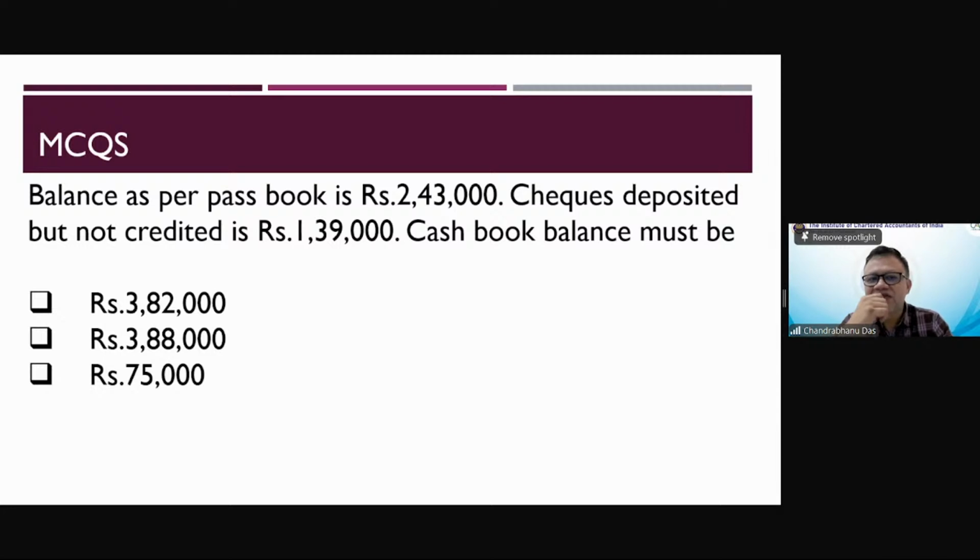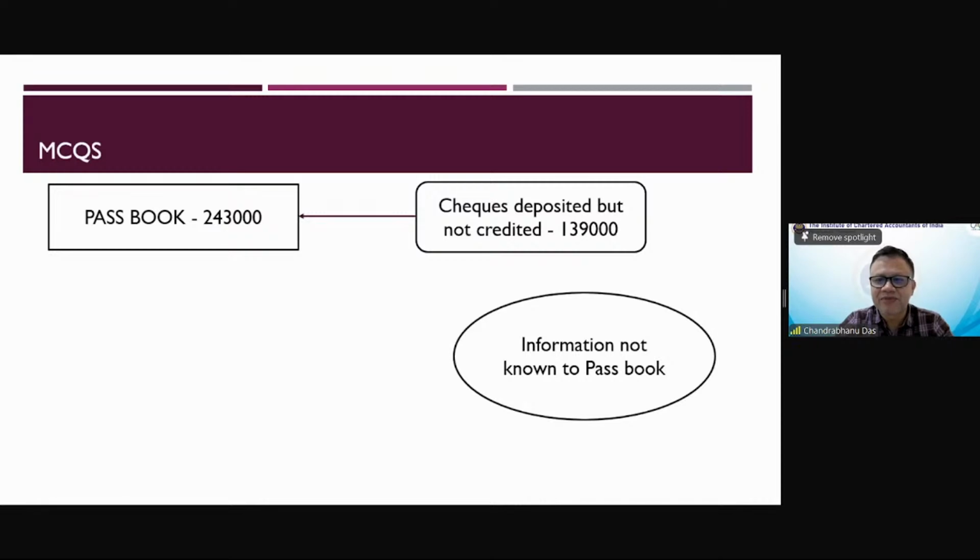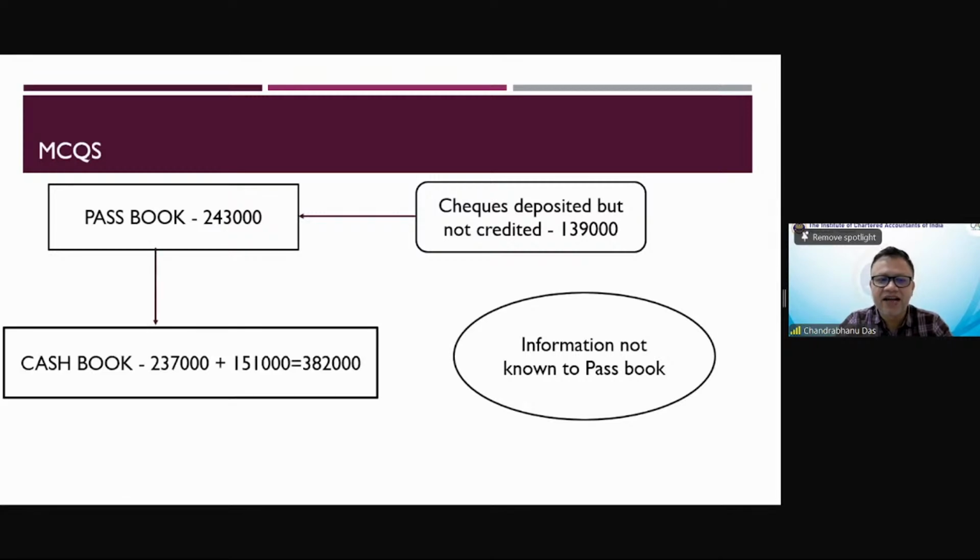So what happens? This information is known to cash book, but not known to bank. So passbook is 2,40,000. Information is not known to bank, not known to passbook. So what happens? Check deposited but not credited. It will add it up, and you get cash book, because the information is not known to passbook.